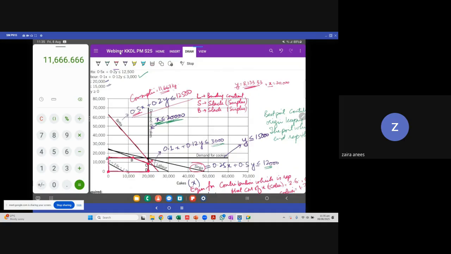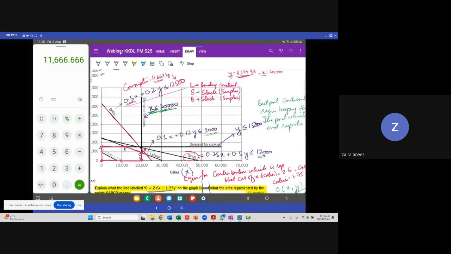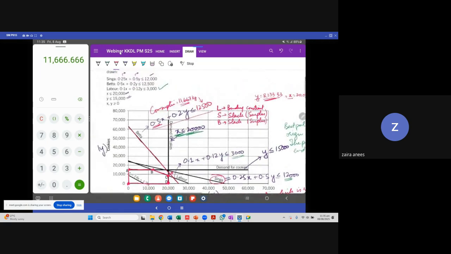So this is less than 12,500. That means if we produce 8,330 of Y and 20,000 of X, we will still have this beta left. Let's try to do the same with sigma. Sigma is 12,000. Yeah, this is right.